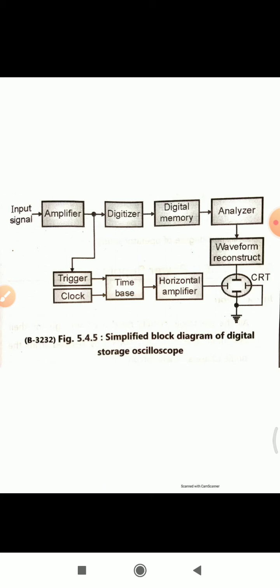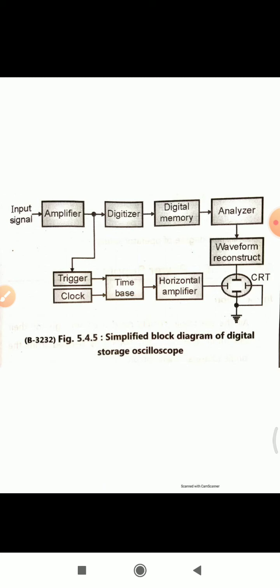The first block is the amplifier block. The input signal is given to the amplifier block. Amplifier does the function of amplification as well as attenuation. That means whatever will be the input signal, that will be strengthened, or we can say amplified at this stage. The amplified input will be given to the second block called a digitizer.